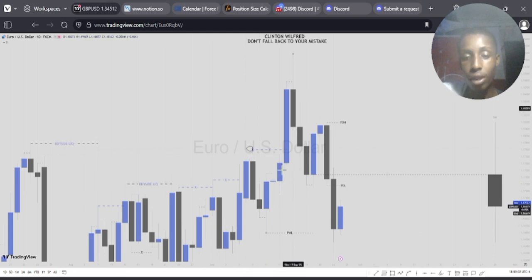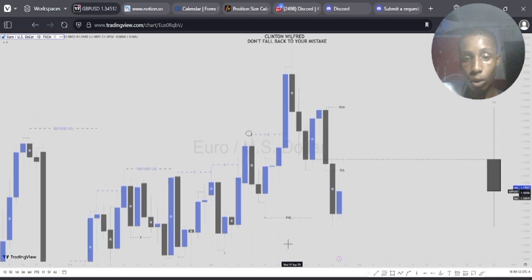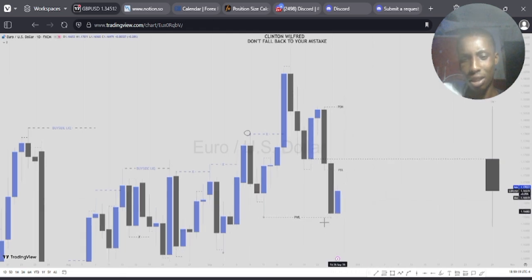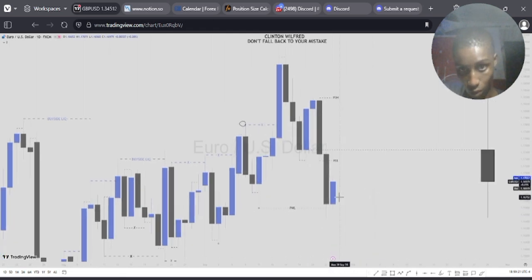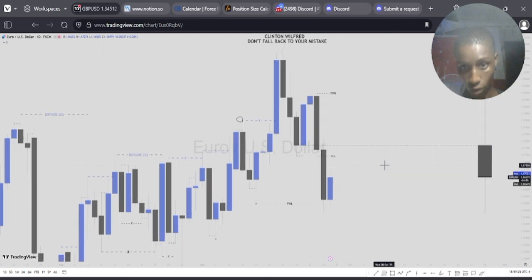Price ran to buy side liquidity, and we swept this candle's highs, giving a candle range theory setup. Then we displaced to the downside, taking out this previous week low, which also acts as sell-side liquidity. Price swept previous week lows.